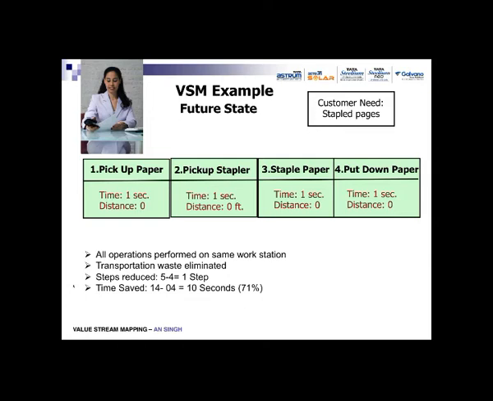Earlier it was taking 14 seconds. Now it takes only 4 seconds, which is the value add time; all the non-value added time has been reduced. And now there is a 71% reduction in the time. So this is the way value stream map can help to minimize the waste.